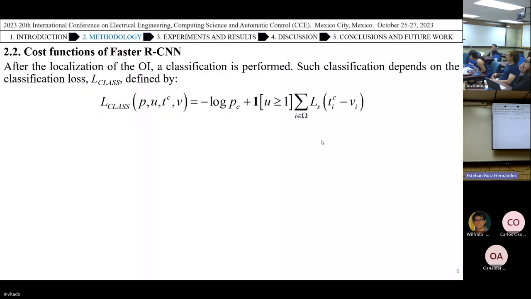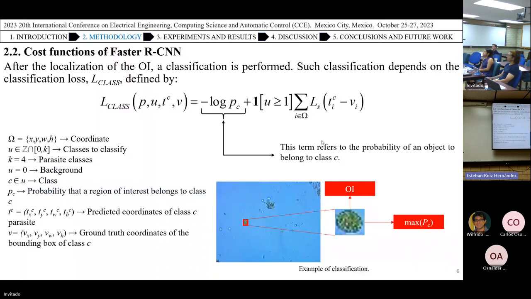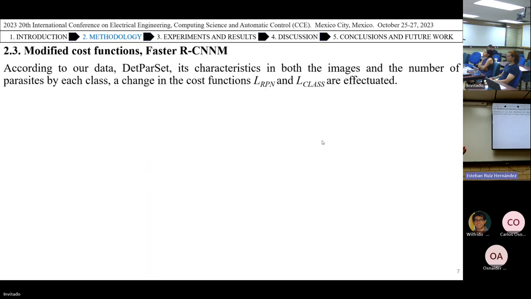After we do the localization of the object of interest, now we need to classify them. Such classification depends on this cost function, which is the L class function. Here again, we have two terms. One term, again, compares the coordinates predicted by the model against the ground truth coordinates. The other term refers to the probability of a given object of interest belonging to class C. So once we locate an object of interest, we assign it the corresponding class by obtaining the maximum probability given by the model.